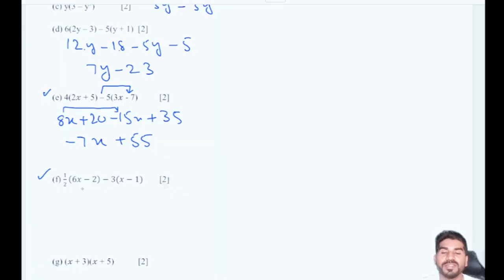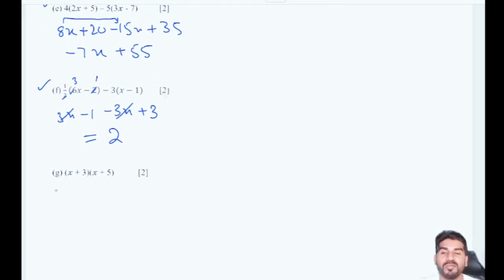Now part F is 6x times 1 over 2. So there will be 6 divided by 2 is 3, and the simplification will be 3x minus 1. And then 3 times x will be negative 3x, and negative times negative will be positive 3. Now 3x minus 3x becomes 0 here, and 3 minus 1 is 2. And this is the simplified form of this part F.